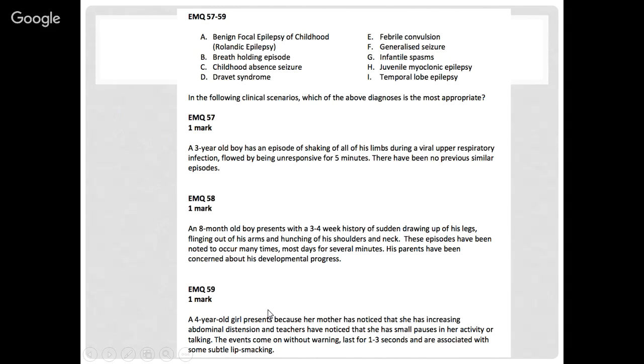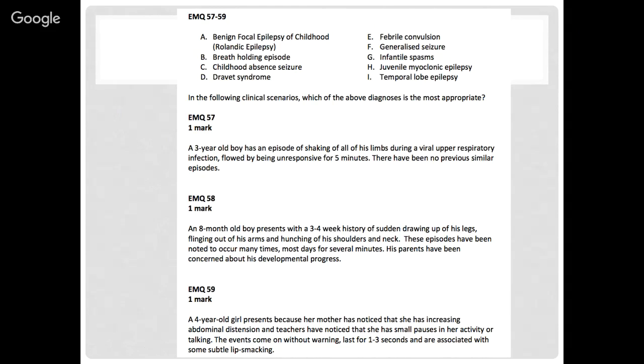And lastly, 59. Does anyone want to tell me what they think 59 is? C. All right, so someone's saying C. Anyone else want to be brave and disagree with C? Anyone have any problems with C or anything that's confusing them? Yeah, the abdominal distension, right? So does anyone have a good explanation for abdominal distension?